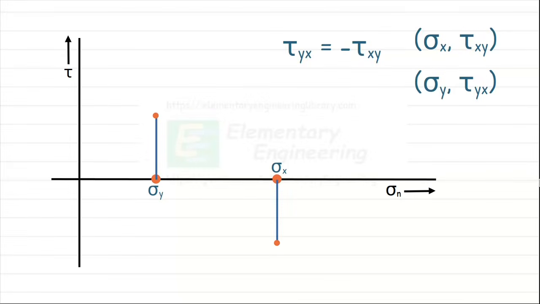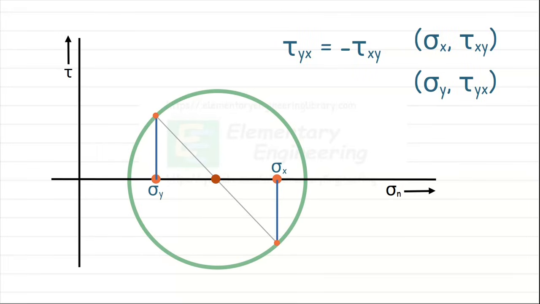We mark these points on the graph and connect these 2 points to form the diameter of the circle. The midpoint of this line gives us the center of the circle, which also lies on the normal stress axis. With these points and the diameter, we complete the Mohr circle.